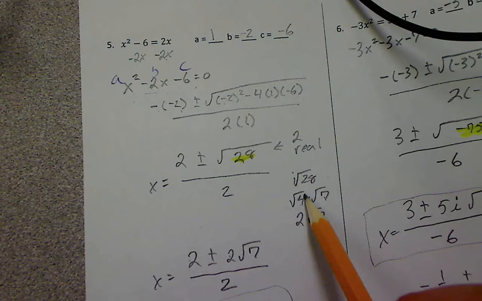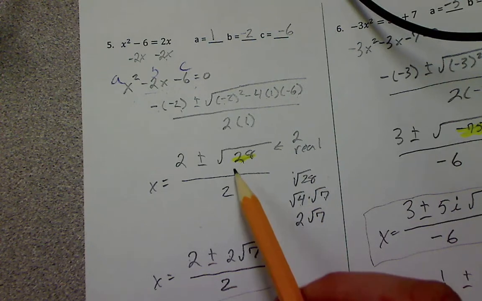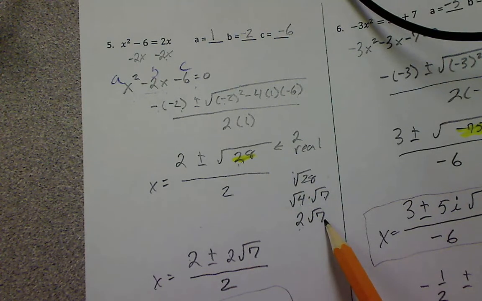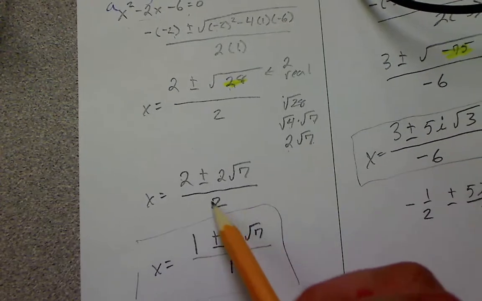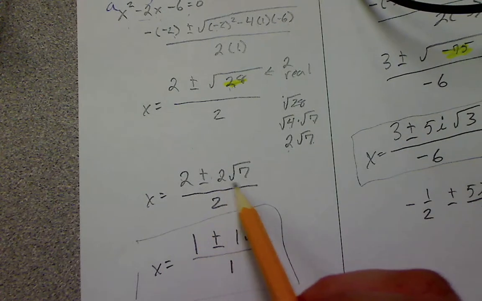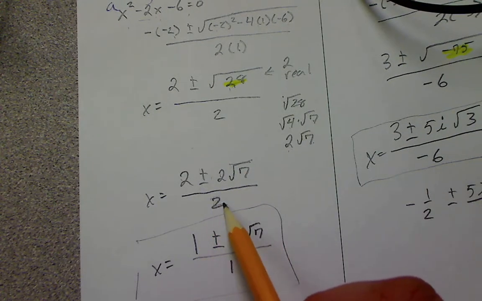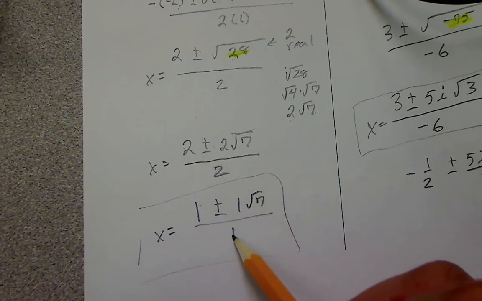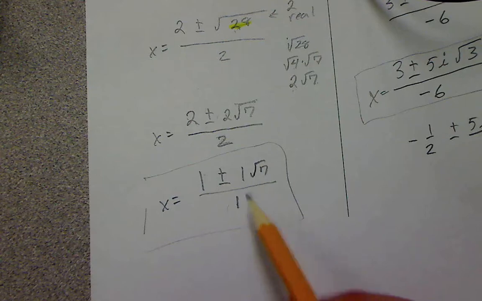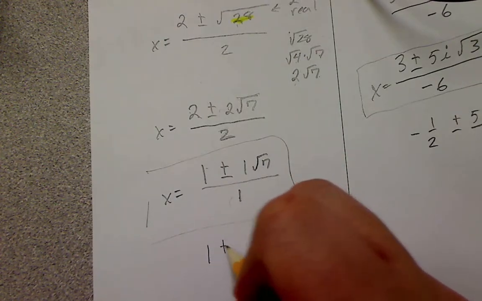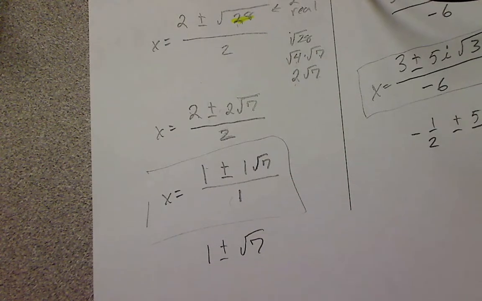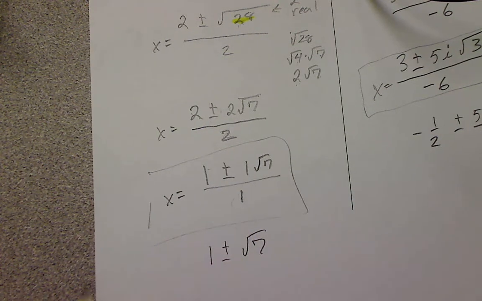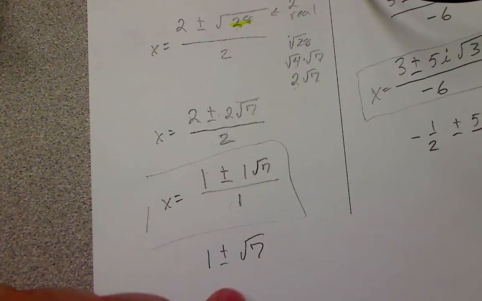4 is a perfect square, so the square root of 4 is just 2. So 28 will break down into 2 root 7. Again, 2 plus or minus 2 root 7 over 2. 2, 2, and 2. I can divide all those by 2 to get 1, 1, 1. And again, I don't necessarily need this 1 here. So a clean solution would look more like this. Okay, but if you wrote it like this, it wouldn't necessarily be wrong. This is just clean.